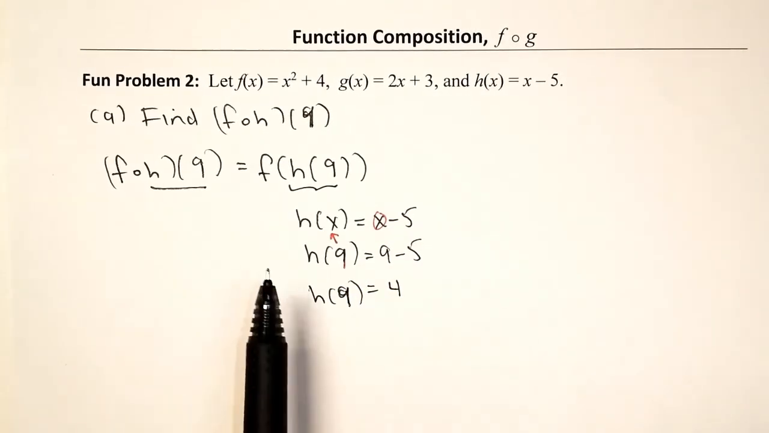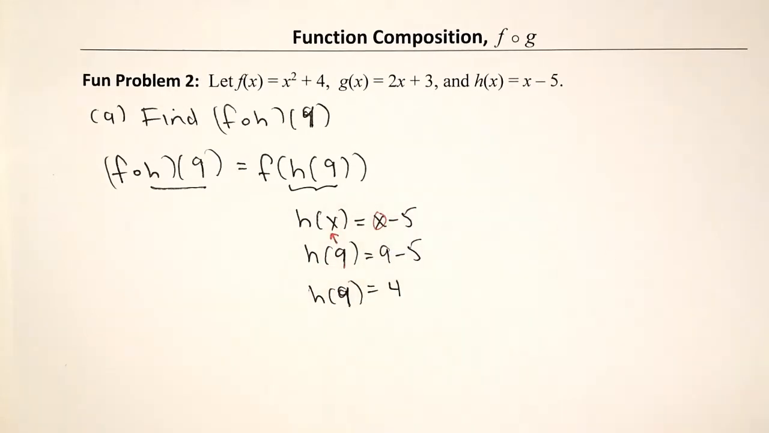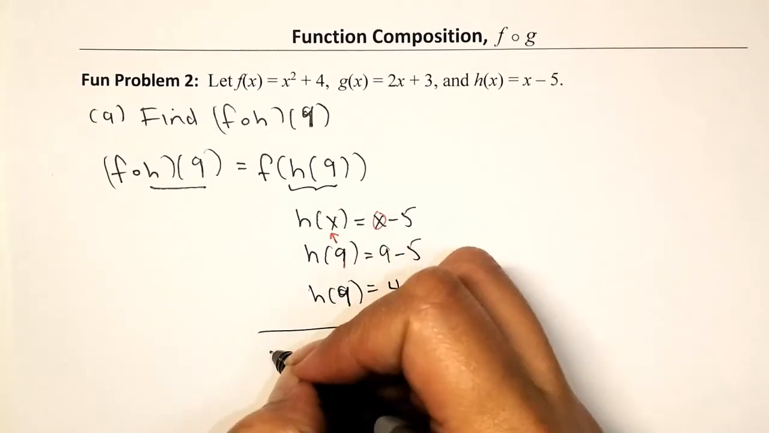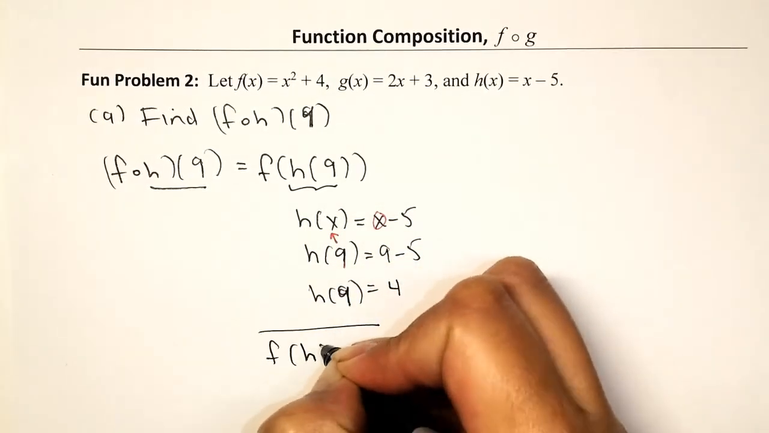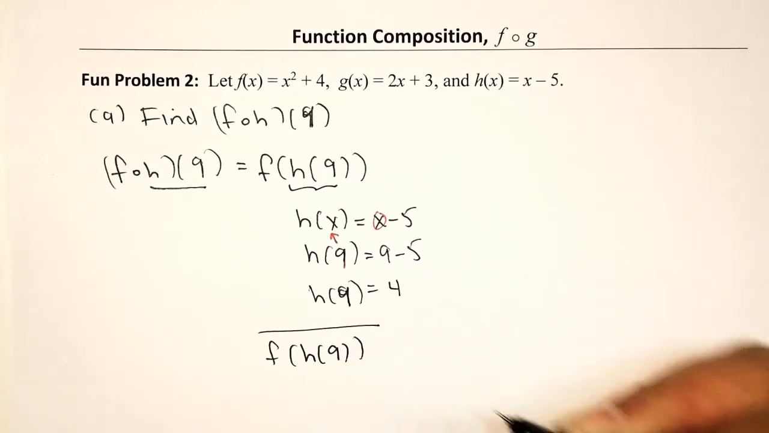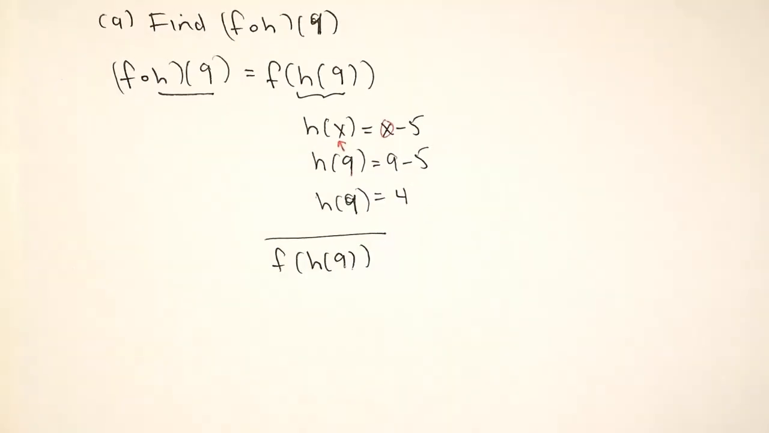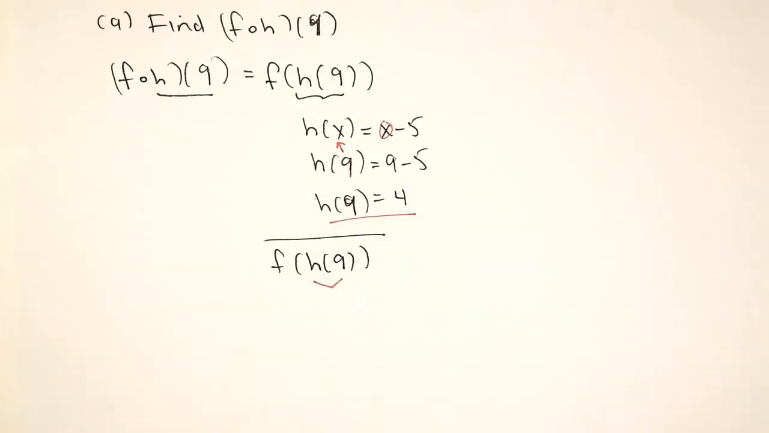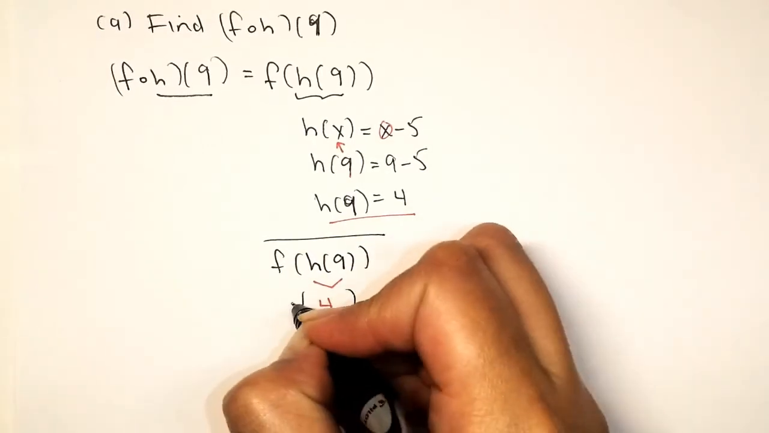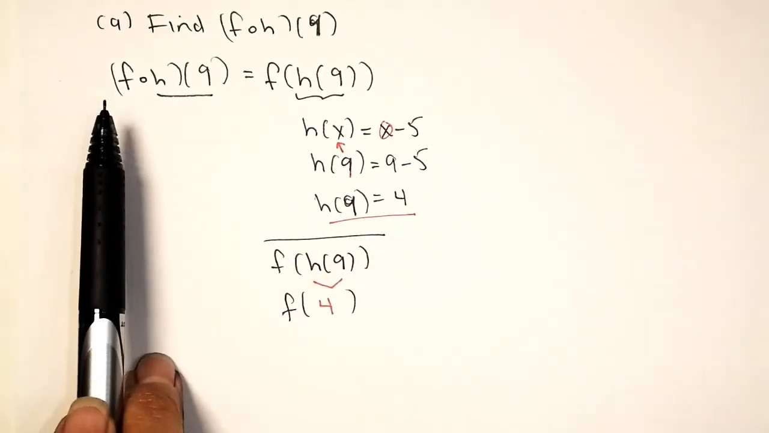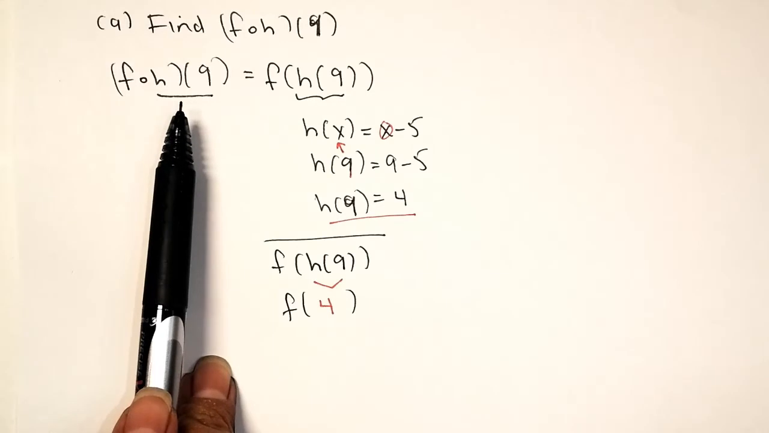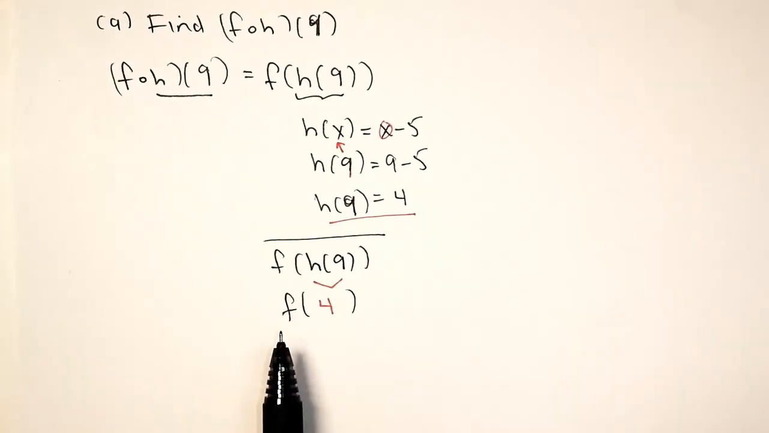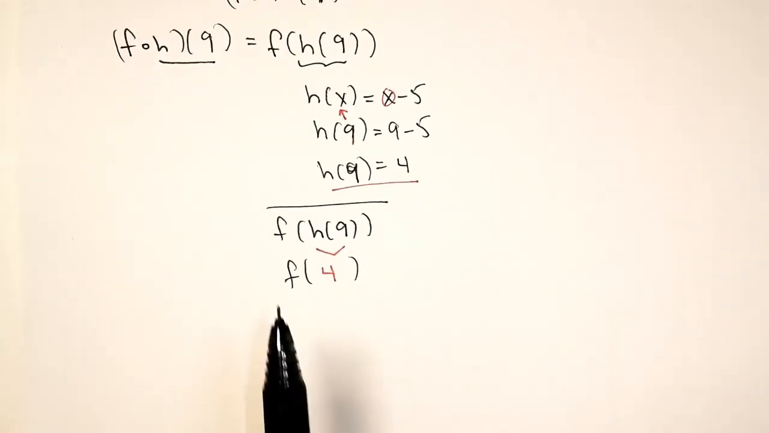Cool. So we wanted to find f of h of 9. Thanks to our hard work, we have that h of 9 is 4. Okay, so let's go ahead, plug it in. H of 9 is 4. Okay, and after all that hard work, what f of h of 9 boils down to is find f of 4. Okay, we know how to find f of 4.